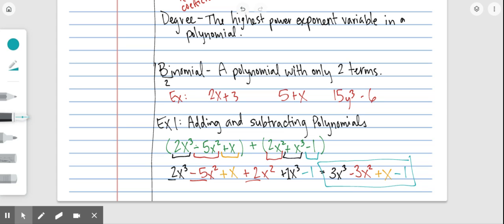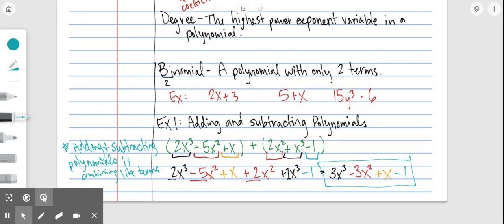I just wanted to finish off by saying that I've added my polynomials by combining like terms. So adding and subtracting polynomials is basically combining like terms, which you've been doing for years. It's an 8th grade standard, a 7th grade standard, a 6th grade standard, and an algebra standard. So if you need to refresh on combining like terms, let me know.